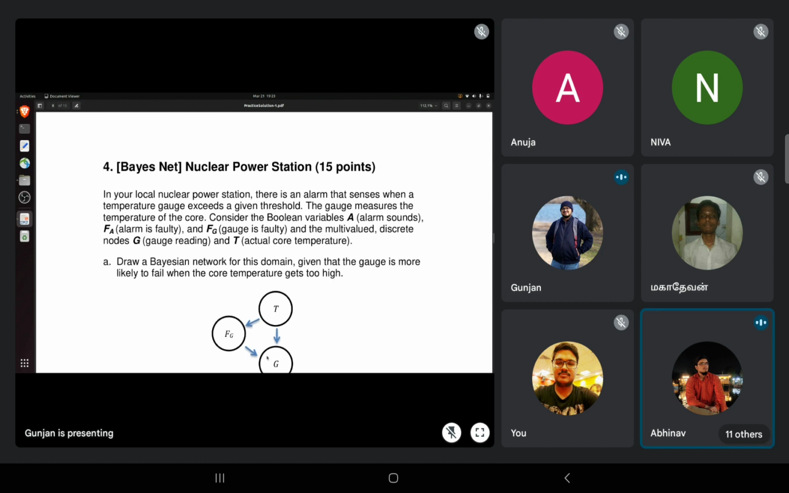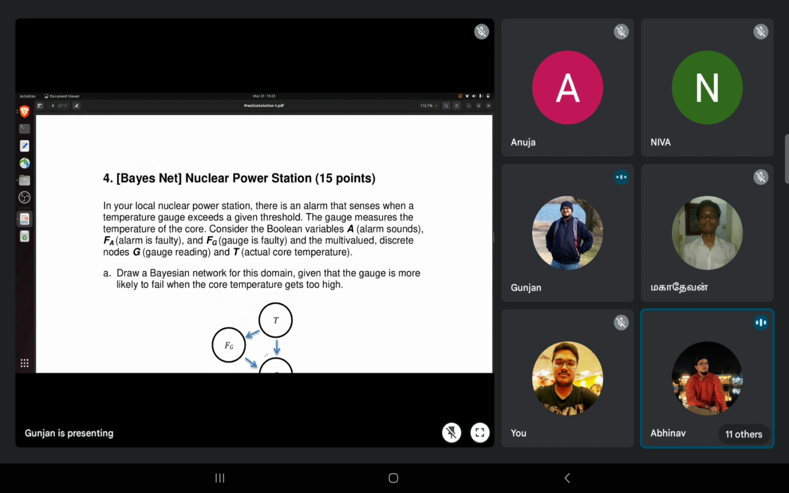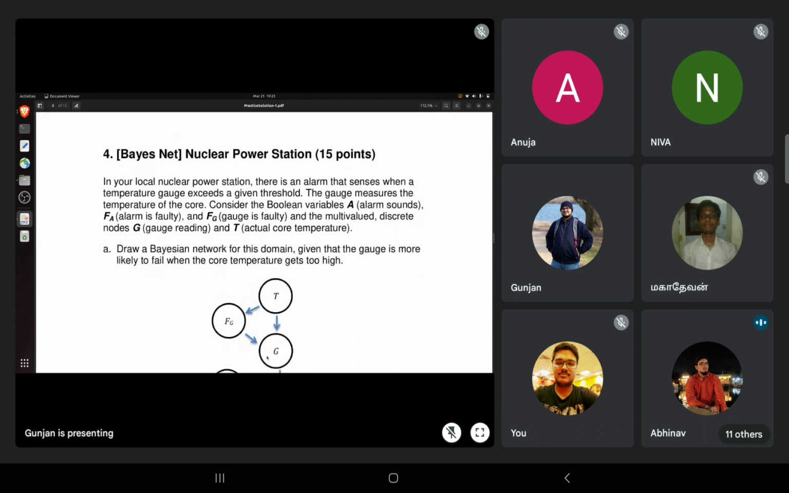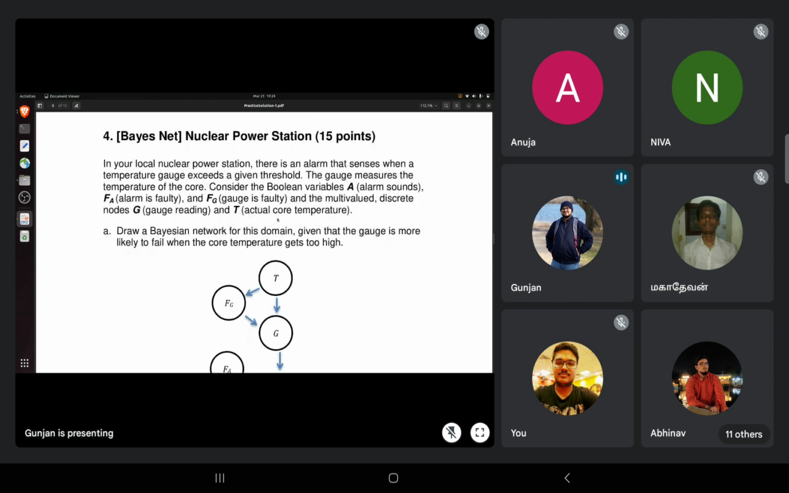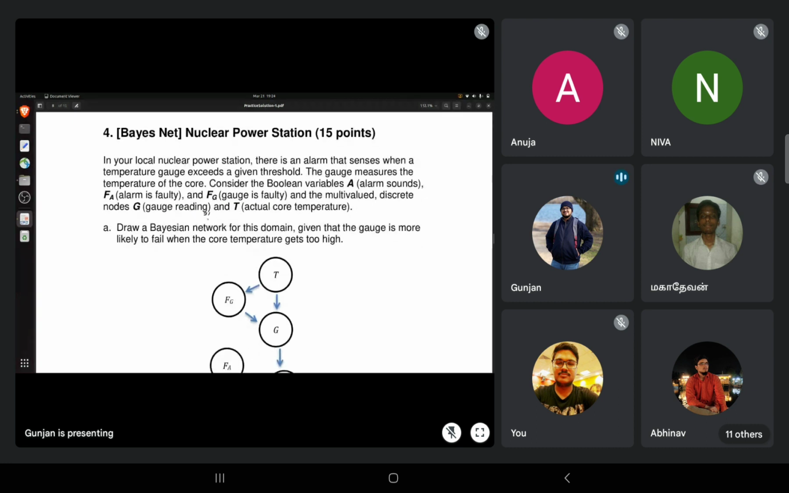Sir, how does the faulty gauge influence the gauge reading? That I'm not getting. So FG will tell you whether the gauge is faulty or not, right? Yes, sir. So if the gauge is faulty, you will not rely on the gauge readings. But if the gauge is okay, you can. In that sense it influences the gauge reading, and the gauge reading and whether the alarm is faulty or not, together will influence the alarm.